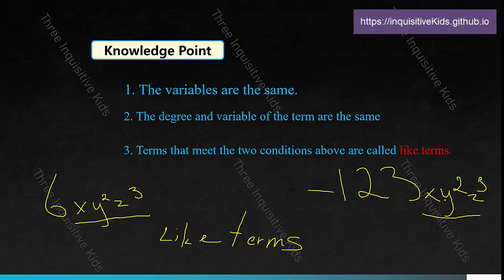Now, I want to give something clear also. So here we have the variable part xy squared z cubed. Now I'm going to give you another term.